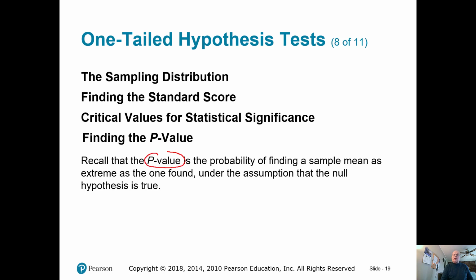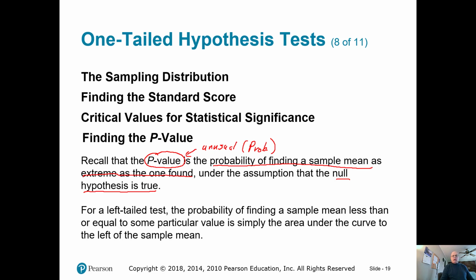Now here's the important part. For the p-value way of testing, the p-value is the probability of finding a sample mean as extreme or more extreme than the one found, if the null hypothesis is true, of course. How unusual, and that's in terms of probability. P-value, capital P, by the way.